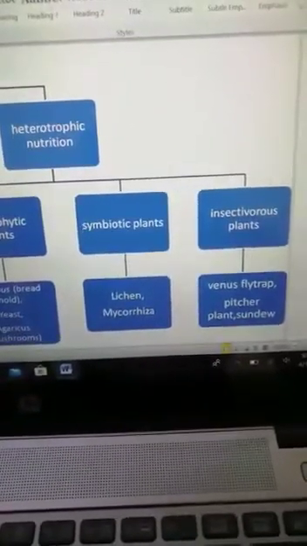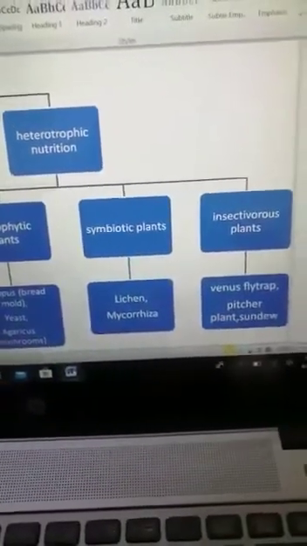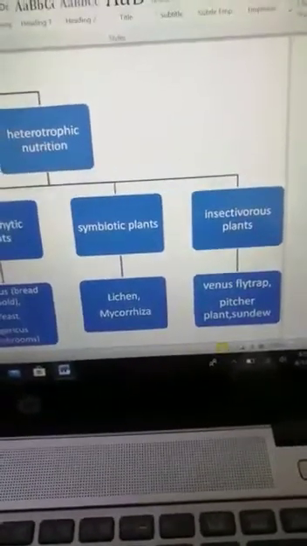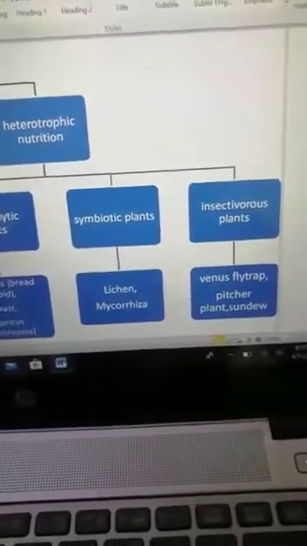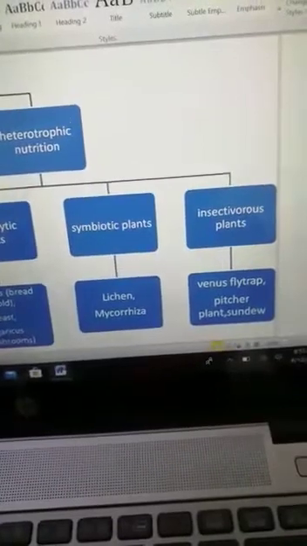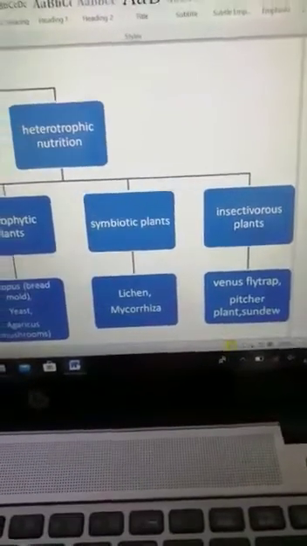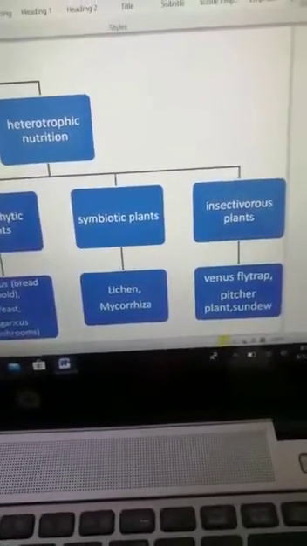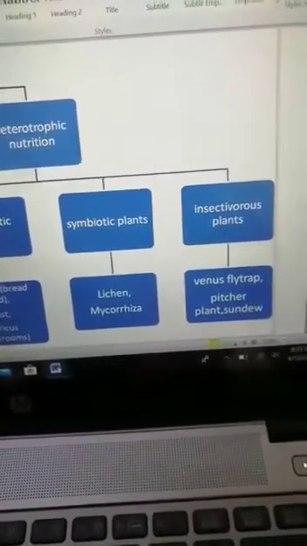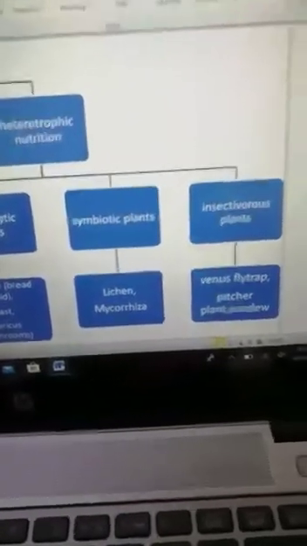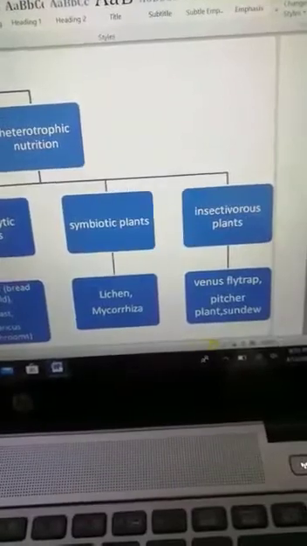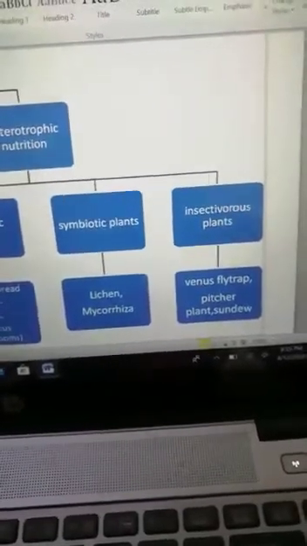Lichen is the association between a fungus and an alga. Algae prepare food and provide it to the fungi. In return, fungi provide minerals, protection, and shelter to the algae. Mycorrhiza is the association between a fungus and the roots of some green plants. Myco means fungus. The green plants provide food to fungi, and fungi in return provide minerals and other essential components to the roots of the plants.